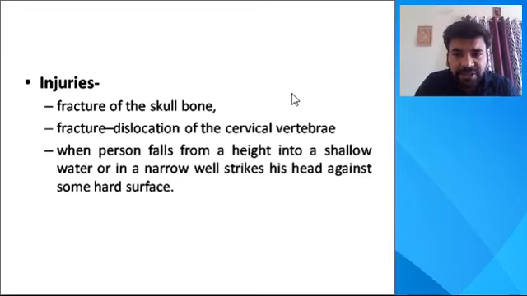When the water is very shallow, there are chances that when a person falls from a height, his head will strike the ground, the base of the water. And when a person falls in a well which is very narrow, there are chances that his head might strike the walls, which may result in head injuries and cervical vertebrae fracture, that may lead to instant death of the person.